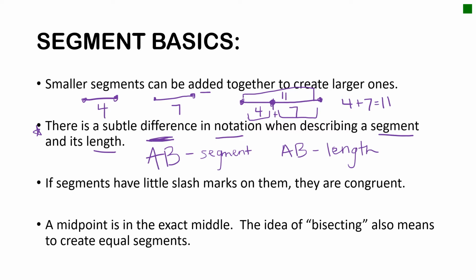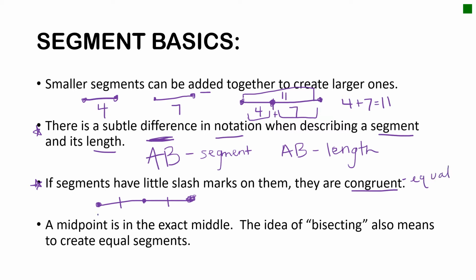The next thing we should talk about is noticing slash marks on a segment. So if I have a segment, I'm sorry, my lines are not very straight. Okay, here's my segment. If I have a slash mark here and a slash mark here, this theorem tells me that they are congruent. Now remember, congruent is just another word for equal. So they are equal to each other.